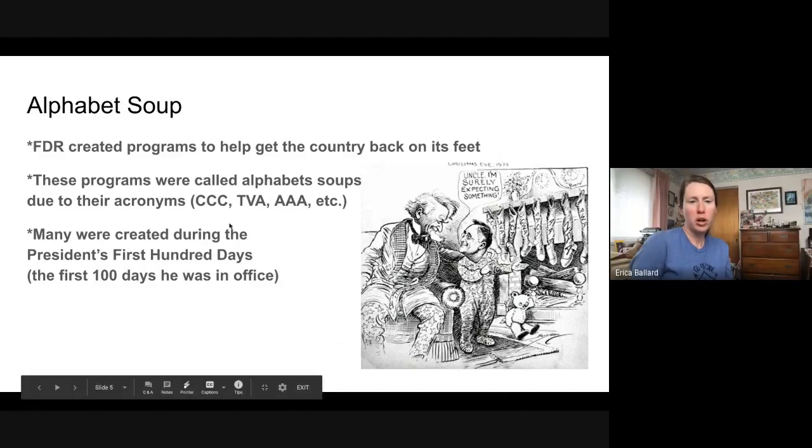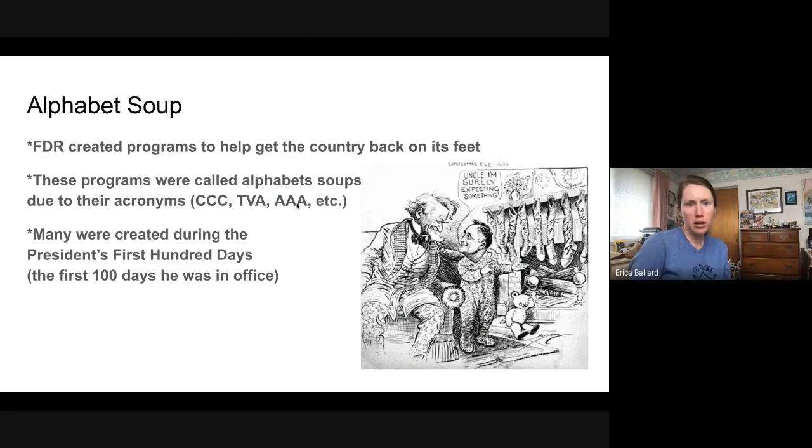And these programs were called by their acronyms. So the CCC, the TVA, the AAA. And that's why it was called alphabet soup, because instead of saying the Civilian Conservation Corps, you would just say the letters. Most of these were created during his first 100 days. So think about how long it takes now to get things passed in Congress. This was done in 100 days, all of these programs.